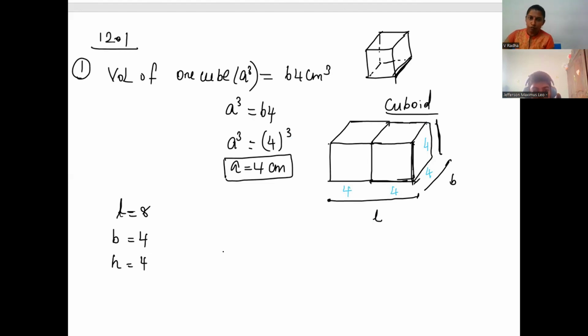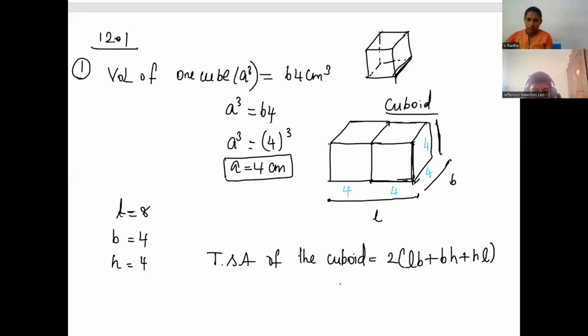Please say the formula for TSA of the cuboid. Try to say it, even if it is wrong, no problem. 6a square is for a cube. Here, for a cuboid, 2 faces look like a rectangle, 2 more like a similar rectangle, and 2 more similar rectangles. So 2 into LB plus BH plus HL. Substitute everything and say the answer quickly, please.